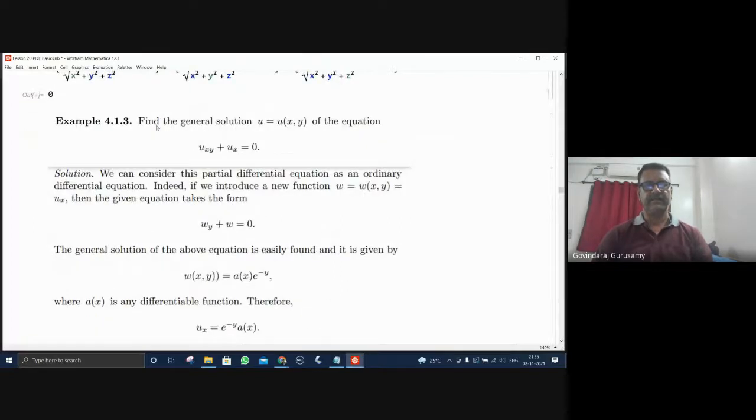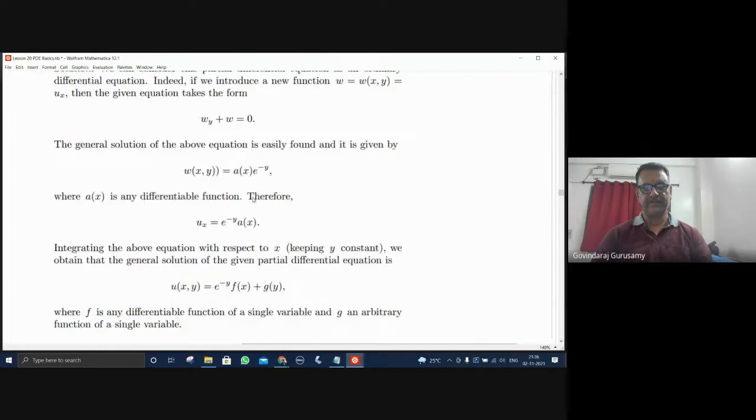Similarly here, find the general solution u equal to u of x, y of the equation. You can see this is del square u by del x del y plus u_x equal to 0. Do you follow what I'm saying? This is del square u by del x del y plus del u by del x equal to 0. You see how this is being solved.